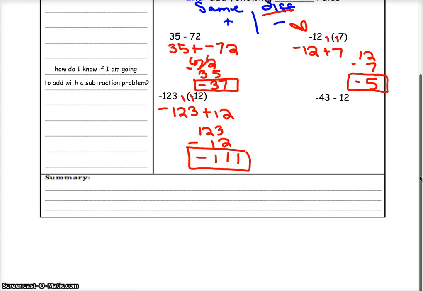Uh-oh, here's the doozy one. This is one that so many kids mess up. This is plus a negative. So it's negative 43 plus a negative 12. They are the same sign, so I add them. So 43 plus 12. And then keep it negative. They don't cancel out. You don't cancel that negative out. Only when you multiply.